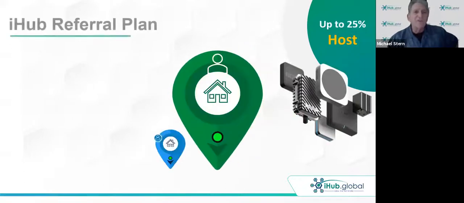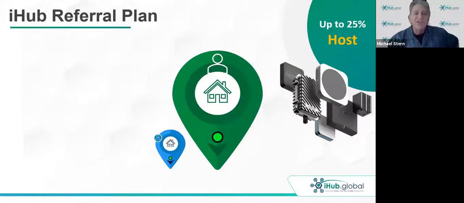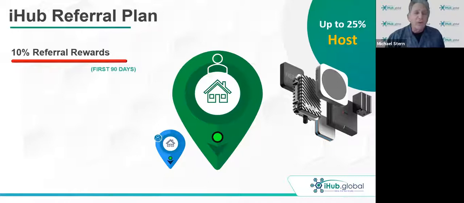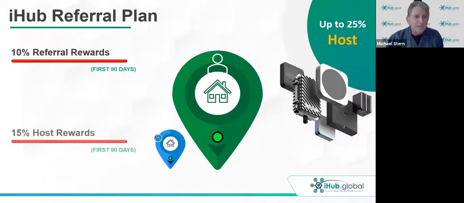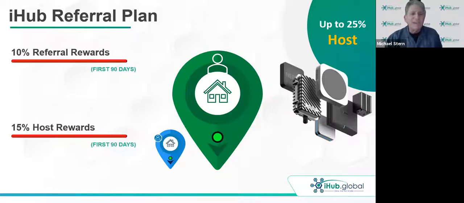Okay, now another portion that we're going to be talking about in this section is the referral plan. That's when you reach out to somebody and you say, hey, Chuck, you really need to check out this iHub Global company. I mean, it's extraordinary. I think we kind of went through that process a little bit in the beginning anyway. But in any case, as the referrer of somebody that gets a deployed unit, you're getting 10% of what that unit generates for those first 90 days. Okay, so the host is getting 15% for the first 90 days. The referrer is getting 10% for those first 90 days. But there is a way to increase that by 10% for each of you.